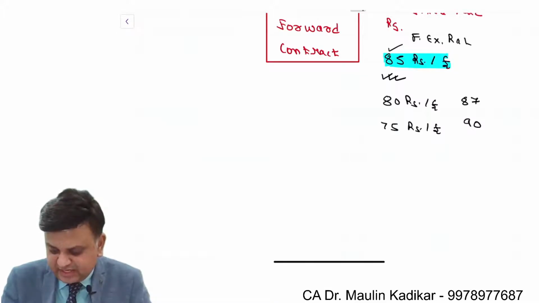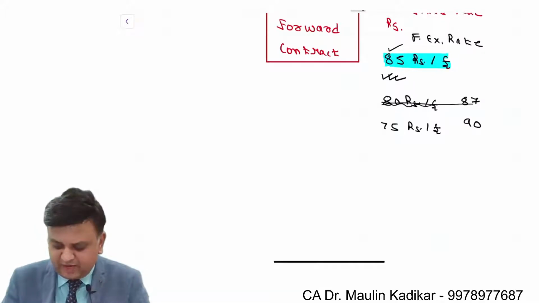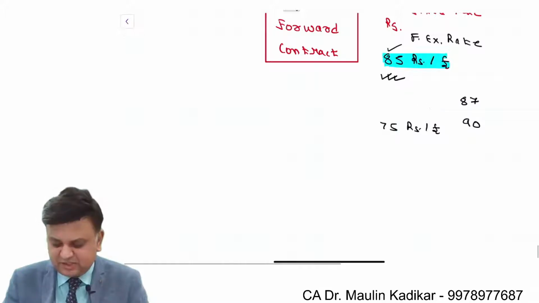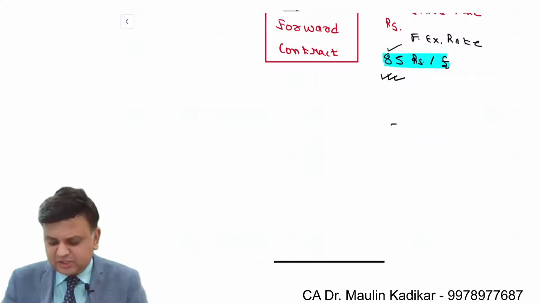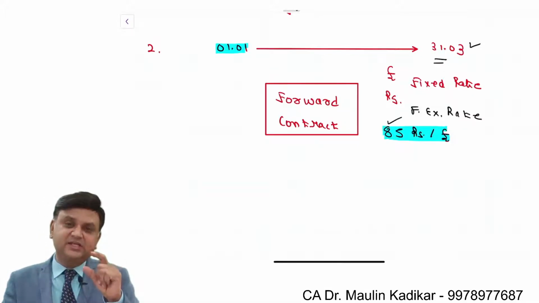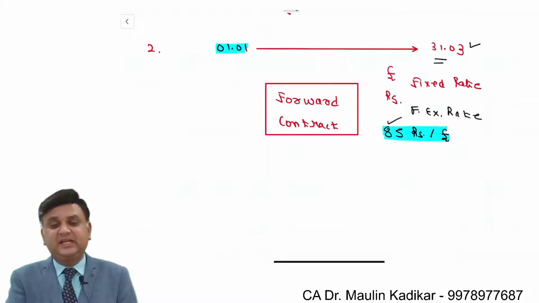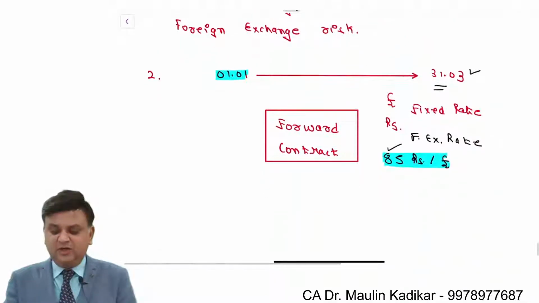This is given a technical name as forward exchange rate. How to determine the forward exchange rate? For that, we need an understanding of certain theorems. Right now, I am not focusing on that theorem. I am just explaining to you how this transaction is executed, and that is given a technical name as entering into the forward contract.